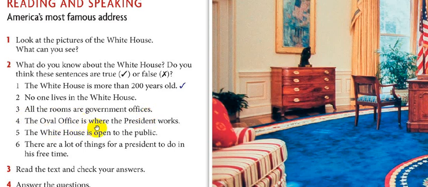The Oval Office is where the President works. Yes, it is true. The White House is open to the public. Yes, true, because there are 6,000 people who come to visit the White House. There are a lot of things for the President to do in his free time. True, because the American President has a tennis court and a jogging track and a swimming pool and so on.